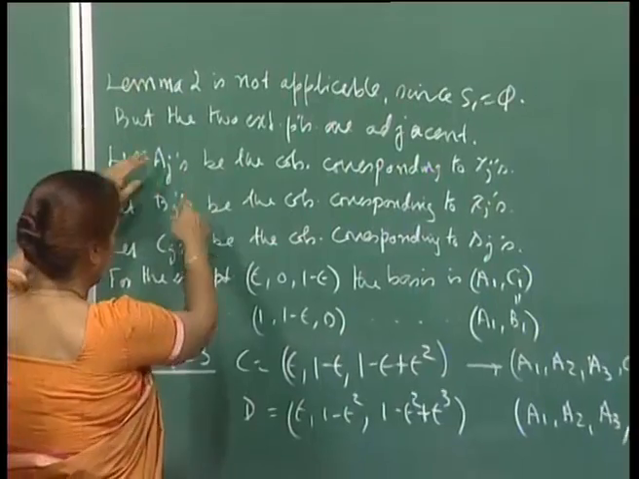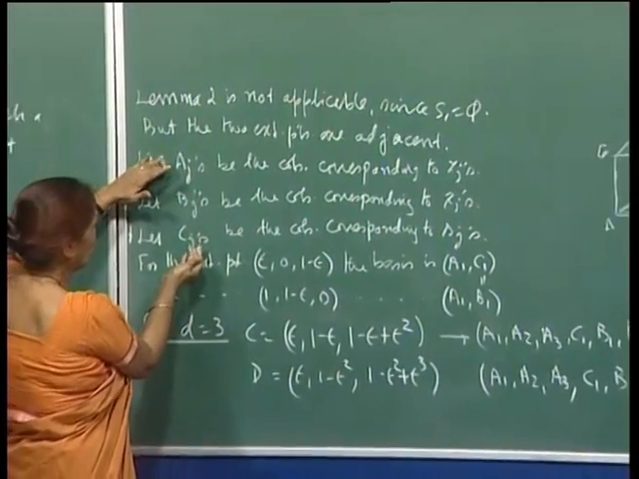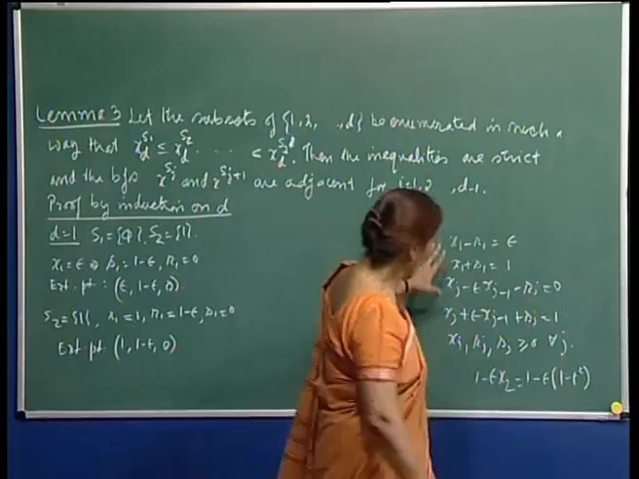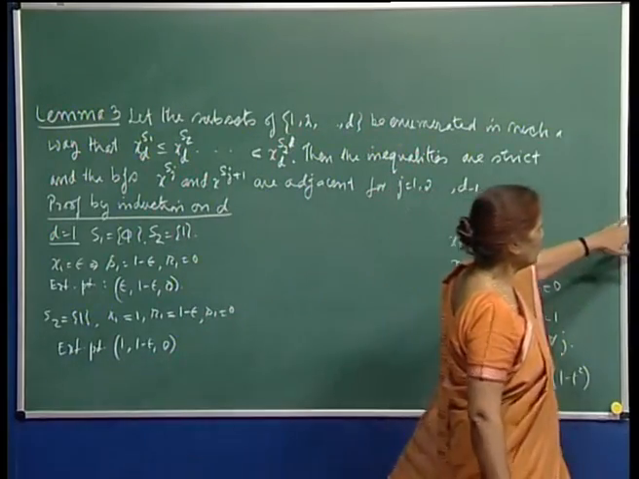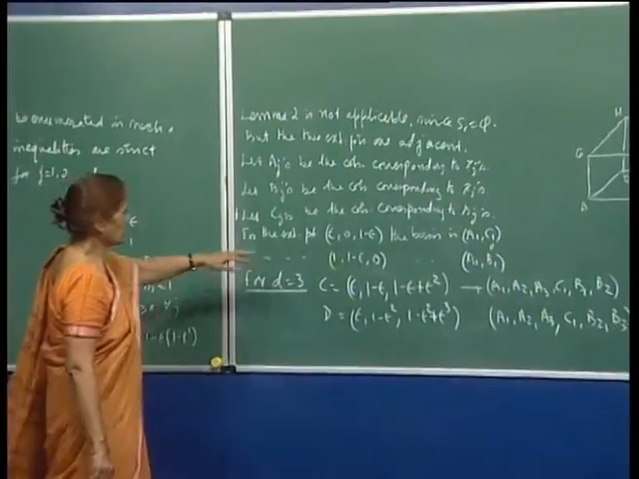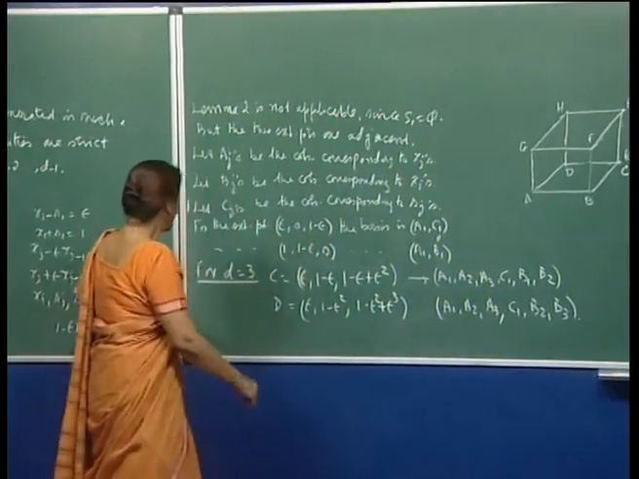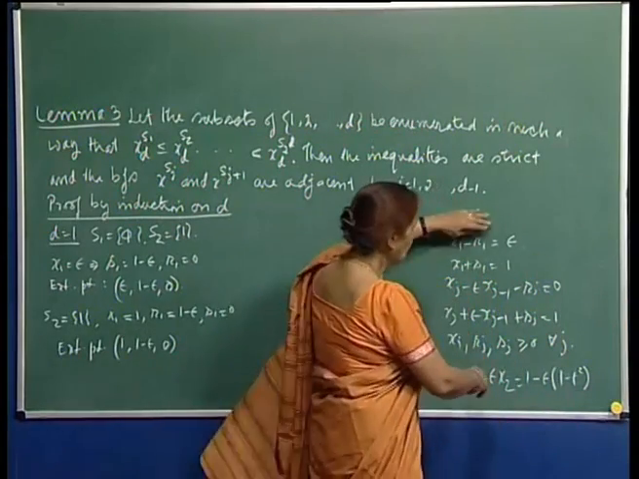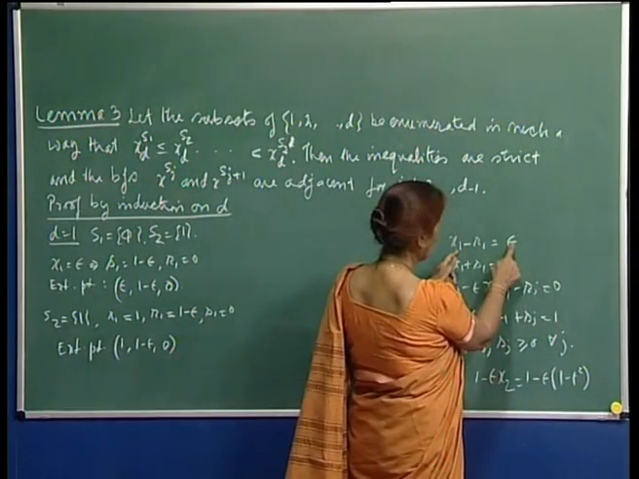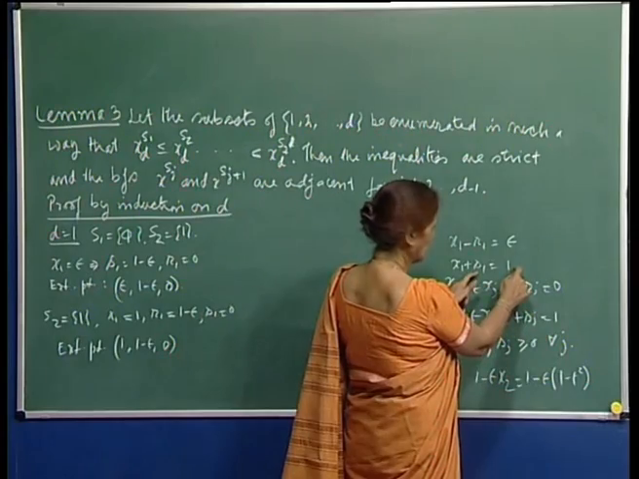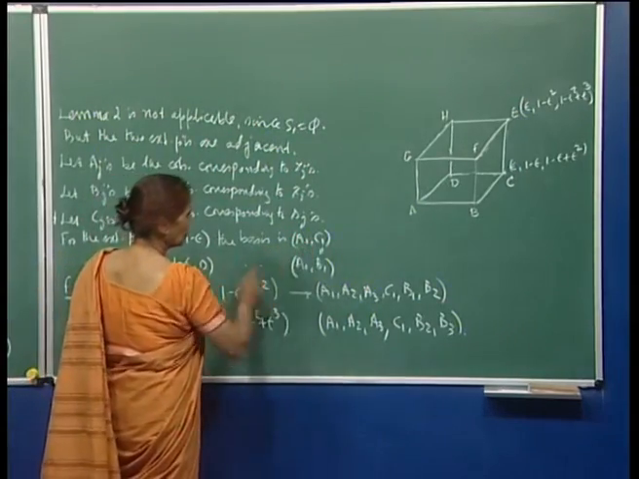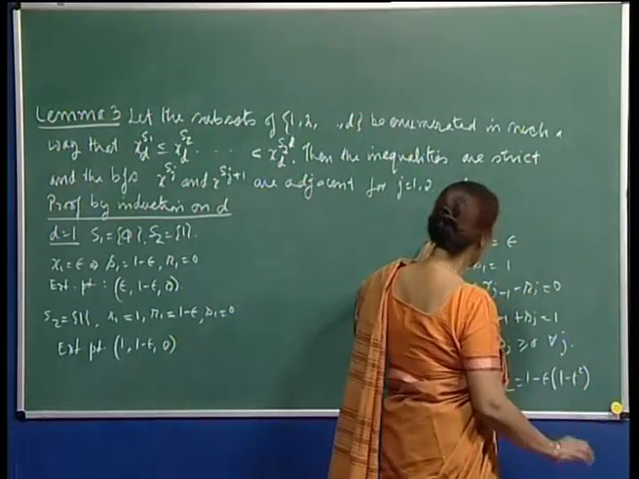Why? Let us first define this notation: the A_j's are the columns corresponding to the X_j's in your constraint matrix, the B_j's are the columns corresponding to the R_j's, and the C_j's are the columns corresponding to the S_j's. For the extreme point epsilon, 0, 1 minus epsilon, when S1 is empty, then R1 is 0. So in that case your solution comes out to be X1 is epsilon, and from here S1 is 1 minus epsilon, and R1 is 0. So this is the extreme point. The corresponding basis is A1, C1, because you have two constraints when D is equal to 1.